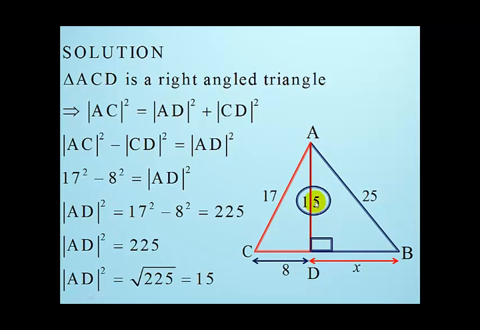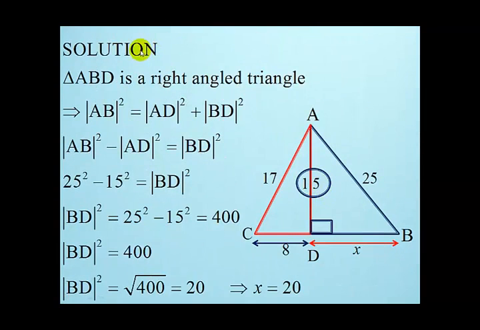Don't forget that the distance from A to B was given in the question to be 25, and we were asked to find x. Now we know the side AD, we know the side AB. So from Pythagoras theorem, we can calculate the third side x, now that we know the value of AD to be 15.